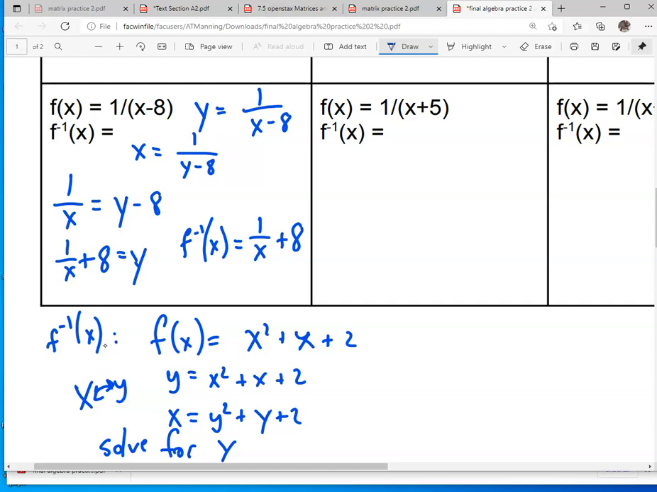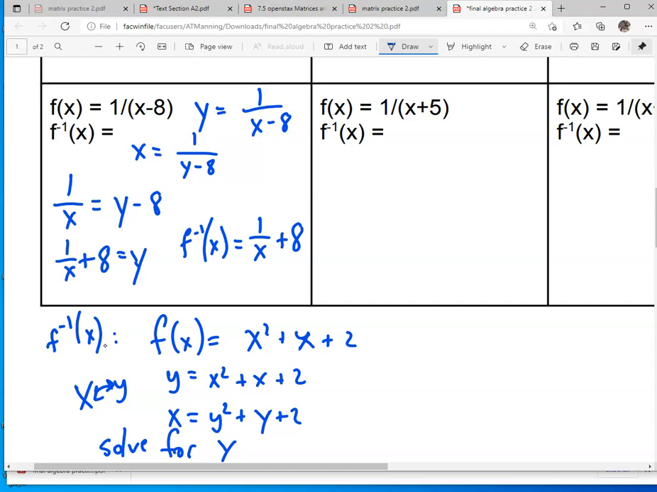y equals f of x. Swap x and y. Solve for y in whatever way you can. And now you have the solution.